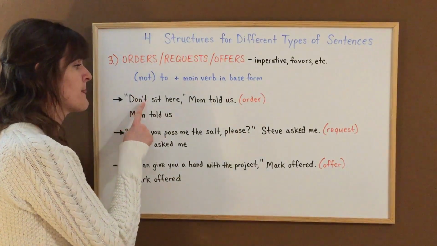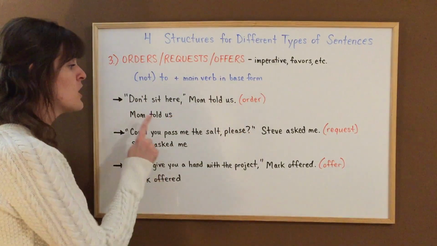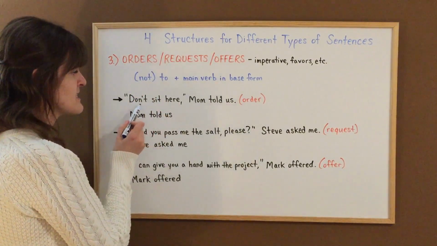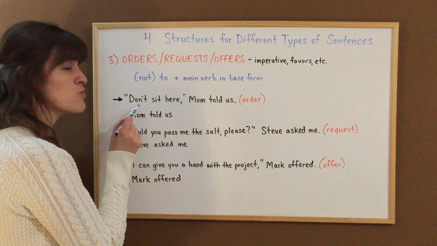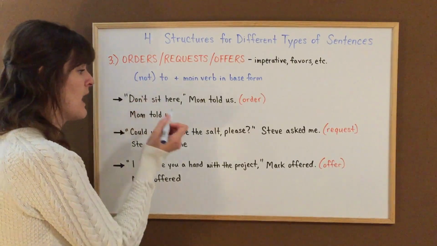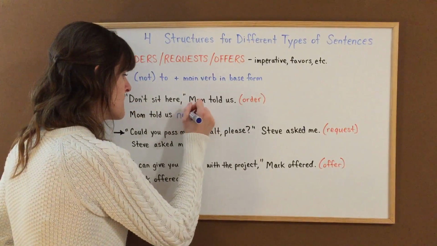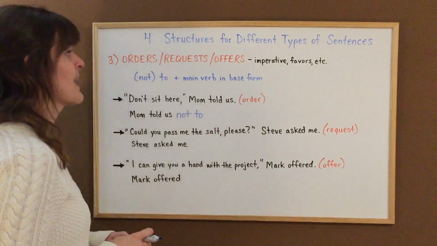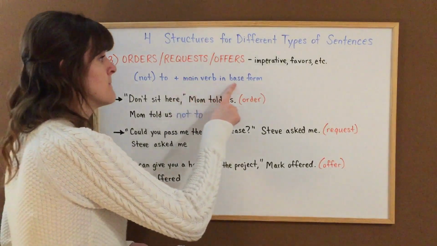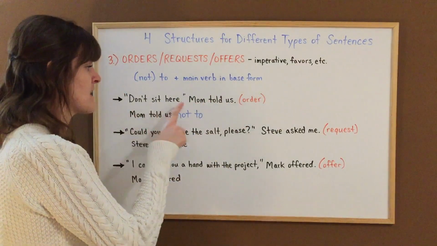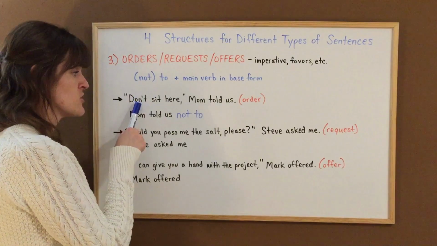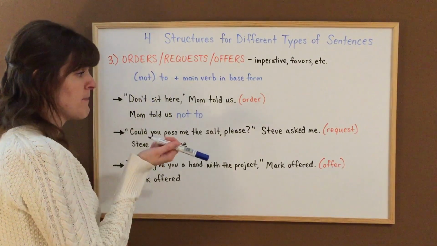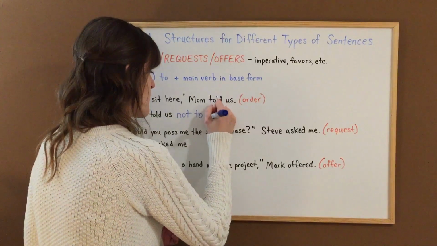Let's look. First example. Don't sit here. Mom told us. So, Mom told us. Follow the structure. This sentence, is it affirmative or negative? We have to decide. Don't, obviously, is negative. So we put not. The word to. Then our main verb in the base form. What's the main verb in the sentence? Don't is our auxiliary verb, and sit is the main verb. So we just put it in the base form, which it already is.